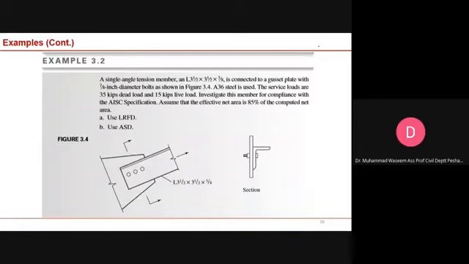Okay, we will go through another example. It's a very simple example, and please pay attention. What is happening? ये कहाँ पे जा रहा है? We have a single tension member which consists of this angle, okay, which is connected to a gusset plate. Diameter is 7/8, A36 steel. The service loads are P dead is 35 kip and P live is 15 kip.